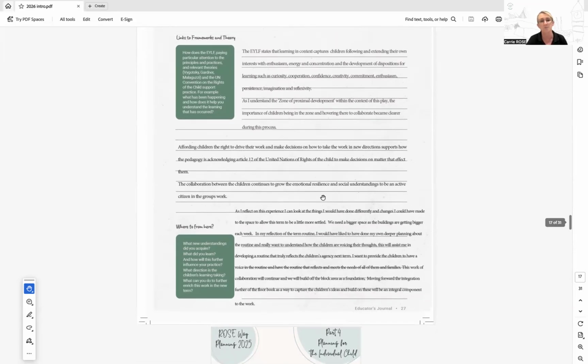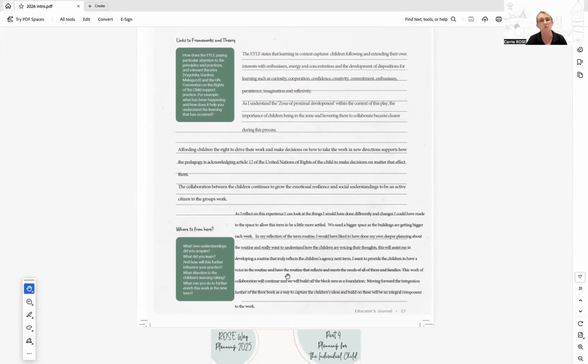And then the last part of that critical thinking is where to from here. And that's not just about the planning for the children, but also my understandings and what did I learn and what adjustments am I going to make in my practice when I'm actually thinking about this work. What did I learn about myself over the last 5 or 6 weeks as a teacher, and how am I actually going to make some adjustments to my practices based on these learnings that I've had?